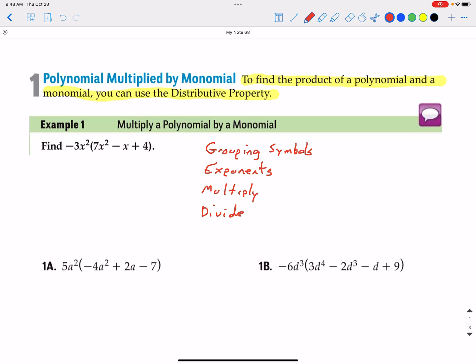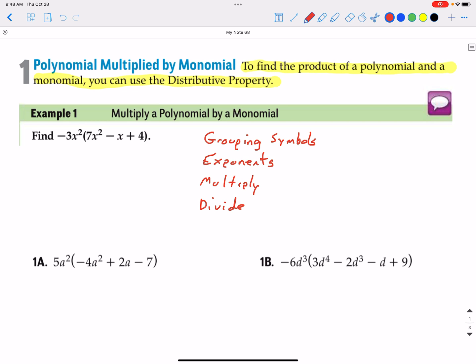So as I try to simplify negative 3x squared times 7x squared minus x plus 4, can I do anything inside of the parentheses? There are no like terms. And remember, x squared and x are not like terms, so I can't add those together. Then I would check to see if I have to multiply out any exponents, which I do not have to do now either. So then I can finally get to the distributive property, which is part of the multiply step.